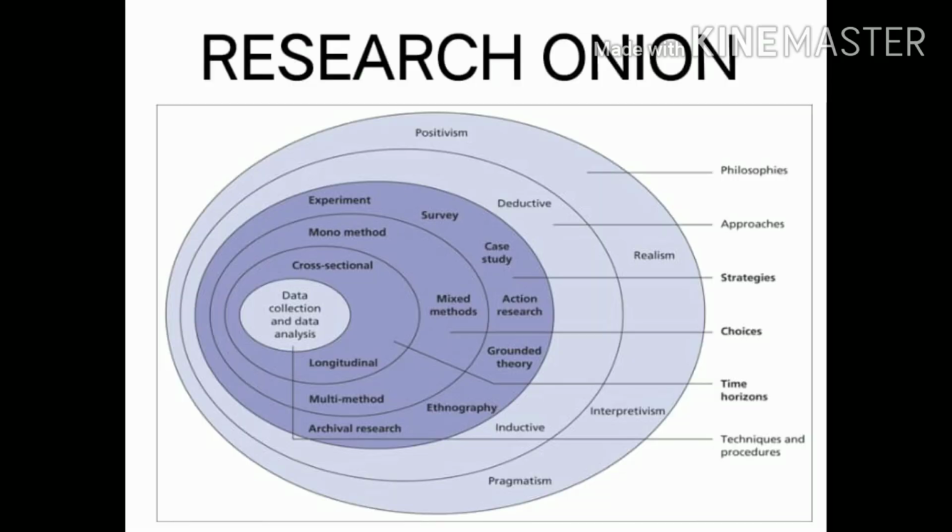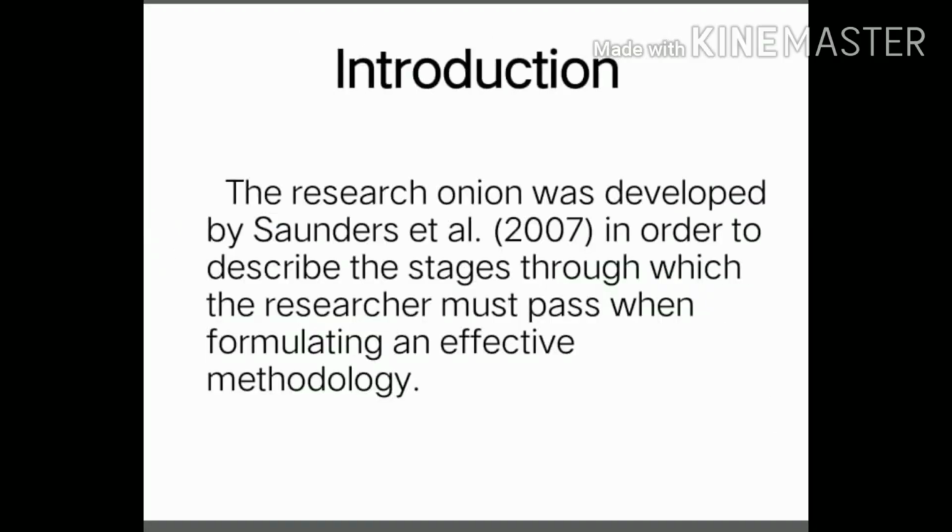In this video, I will talk about research onion and what it's all about. The research onion was developed by Saunders et al. 2007 in order to describe the stages through which the researcher must pass when formulating an effective methodology.